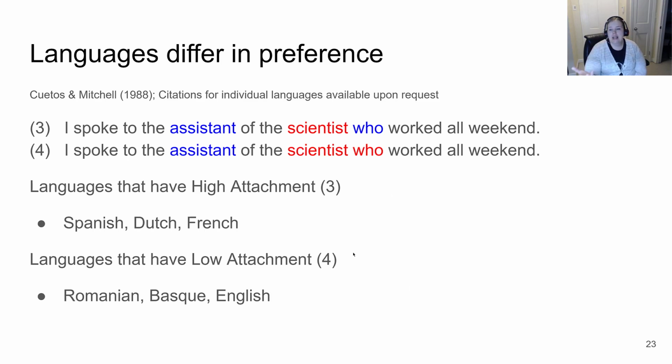So these examples, and here's 3 and 4 pre-coded with the 2 different interpretations. What's interesting, as I told you, English has a preference for low attachment. That's not true of all languages. Some languages have high attachment preferences, like Spanish or Dutch or French, right? But there are other languages besides English that have a preference for low attachment. Romanian, Basque, and then English, of course. And there's lots more. You know, this has been replicated in lots and lots of languages.